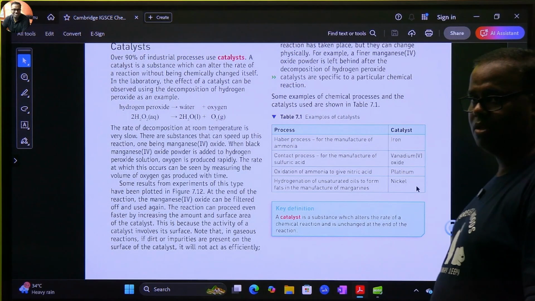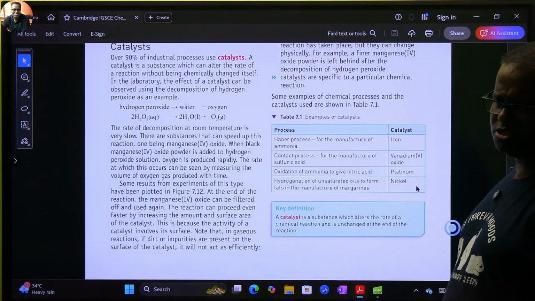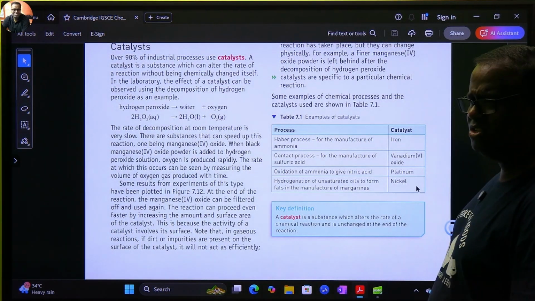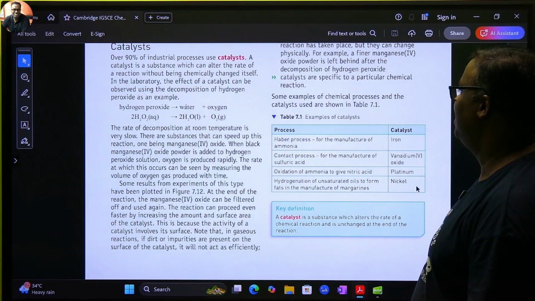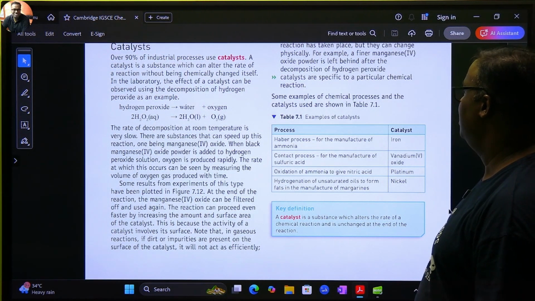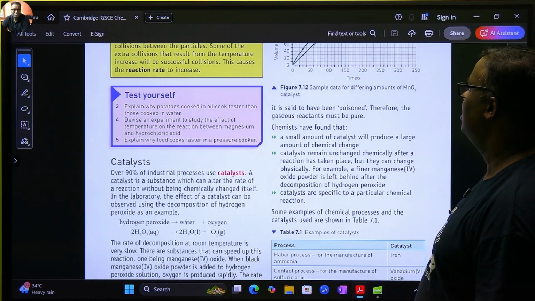Hydrogen peroxide is a liquid. Hydrogen peroxide is used in ear cleaning also. Okay, shall we go up now? So let's see the graphs.